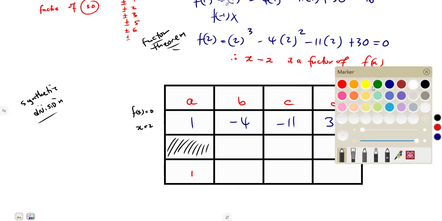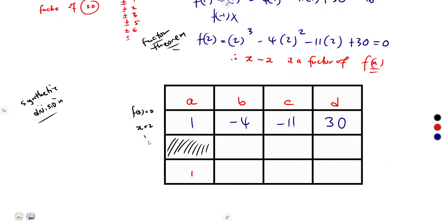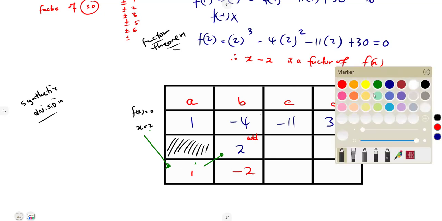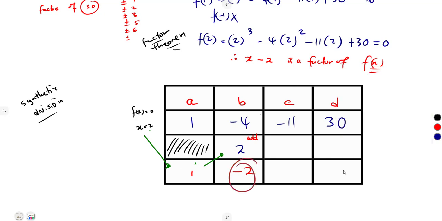Then you can do the multiplication. Remember, the value of x multiplies the 1, and whatever you get goes to the corresponding box. So that's 2 times 1, that's a 2. Then what do you do? You add along the column: -4 plus 2, that's a -2. After that, as long as you've got the term in the last row, you go back to that value of x, which is 2.